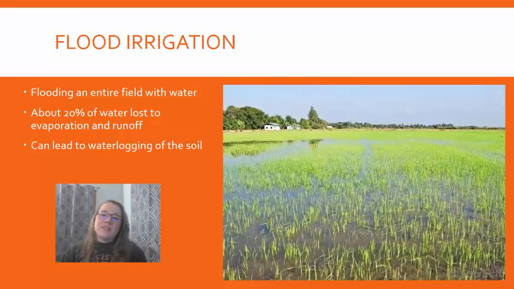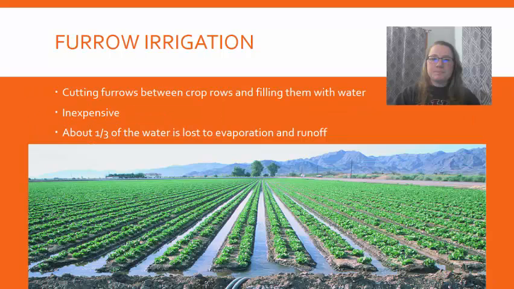Now, the problem is that about 20% of the water that's used in flood irrigation is lost to evaporation and runoff, which makes sense because it's not a very efficient means. But there are other downsides, including waterlogging of the soil, which we'll talk about in just a couple minutes.